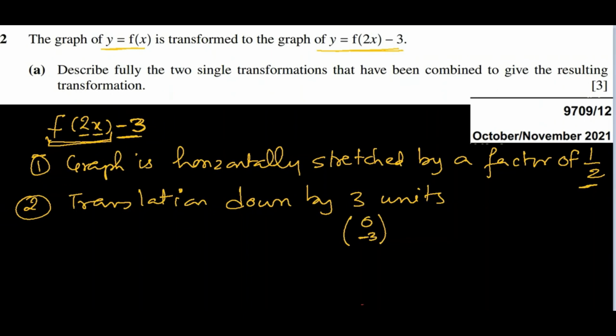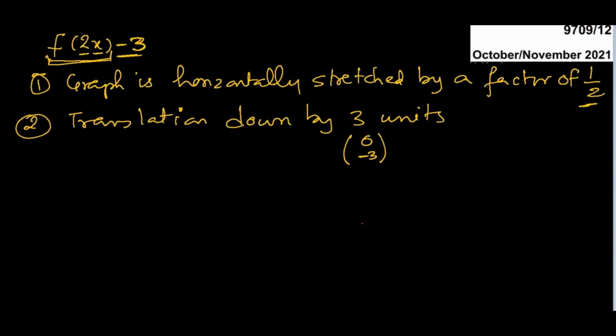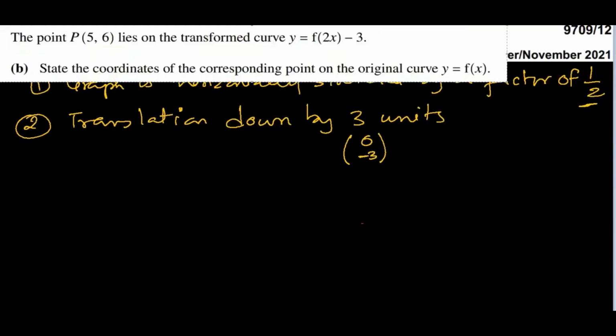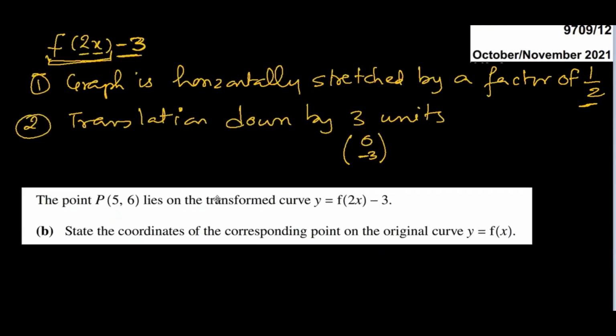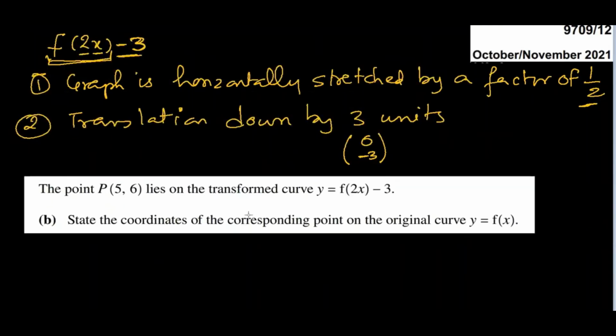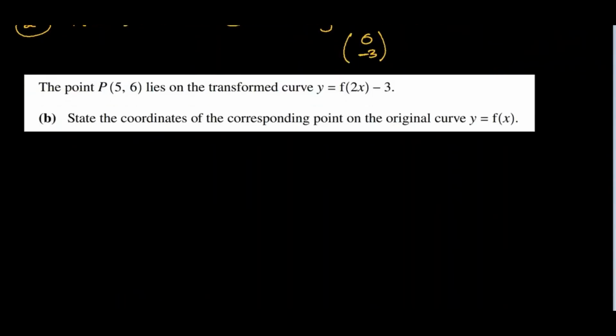Alright, let's go on to the b part of the same. The point 5, 6 lies on the transformed curve. That means after transformation, this is the coordinate. So let's say that the original coordinate was x, y. After transformation by this f of 2x minus 3, we got 5 and 6.